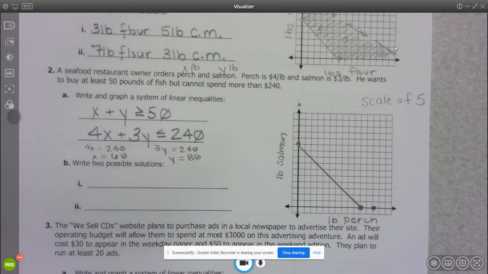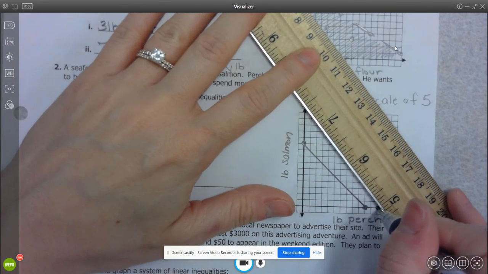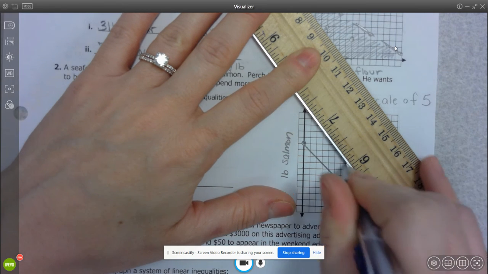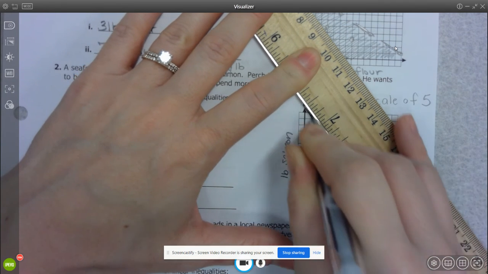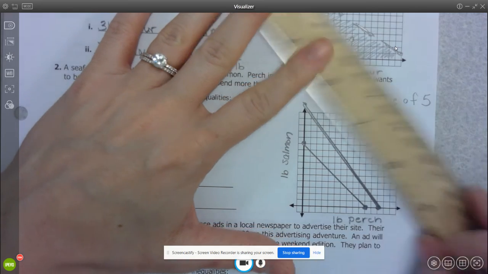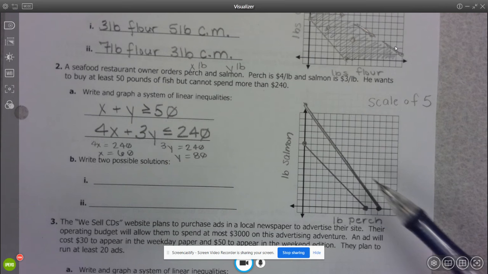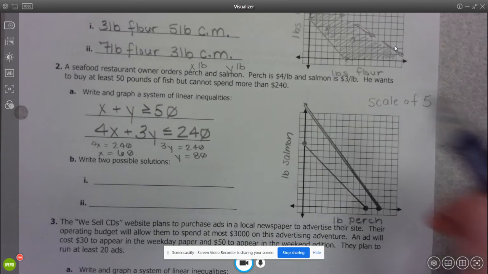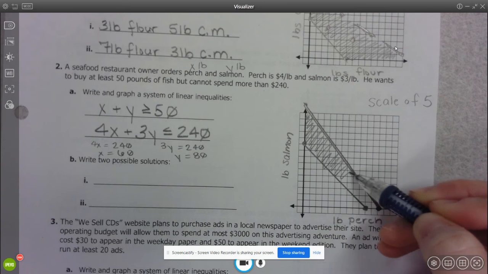Darn. It was close, but didn't have enough. All right, so I'm going to connect these. And then I have to be less than my money equation and more than my pound equation. So it's, again, the space in between here.